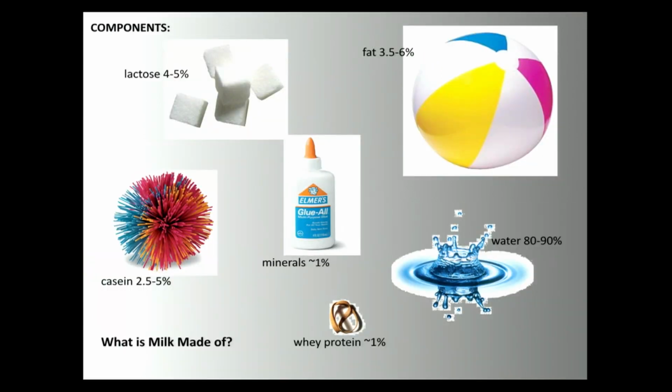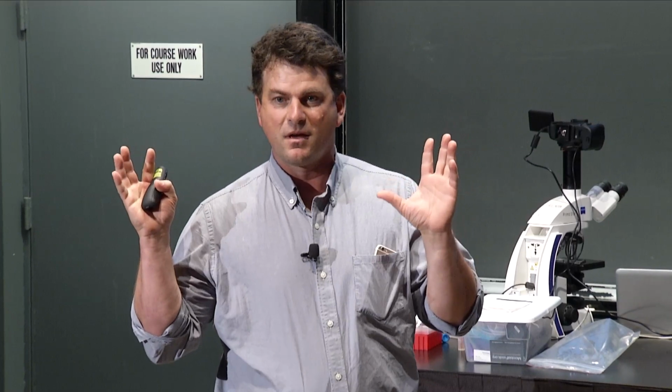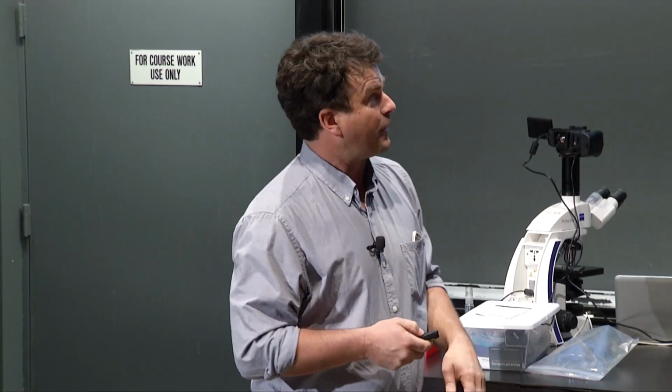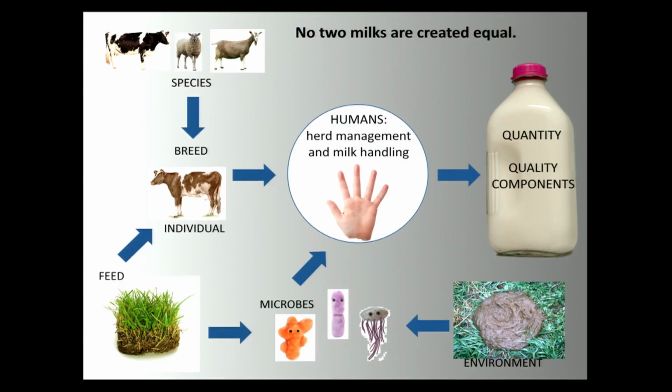So what is milk? Milk is fairly simple. It's mostly water. There's lactose, there's fat, there's protein, and there's minerals. And all these components play an important role in what comes next. As cheesemakers, what we're really doing is using microbiology to manipulate and transform the chemistry of milk. No 2 milks are created equal, right? Milk is so place-specific.